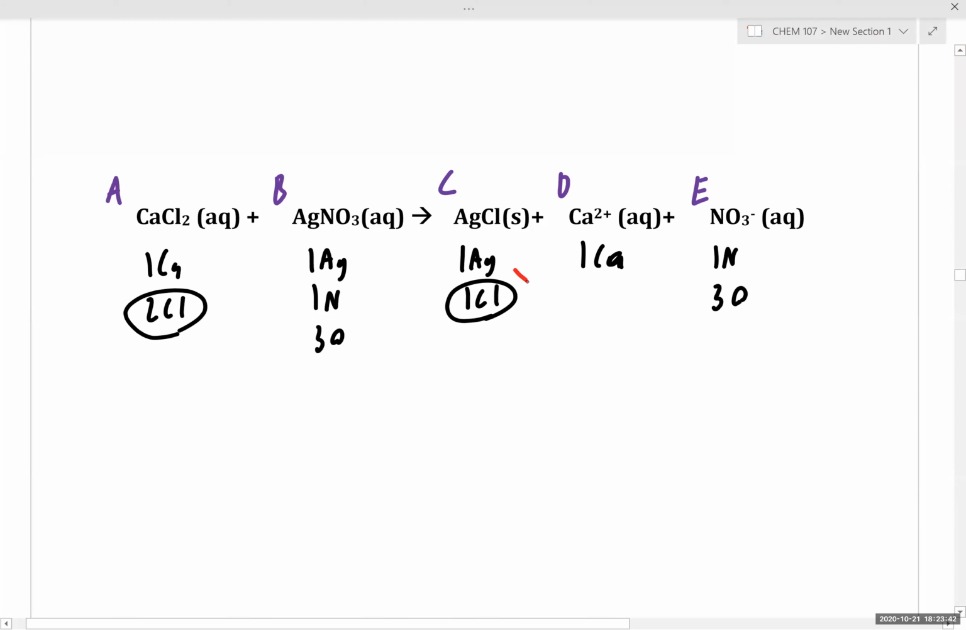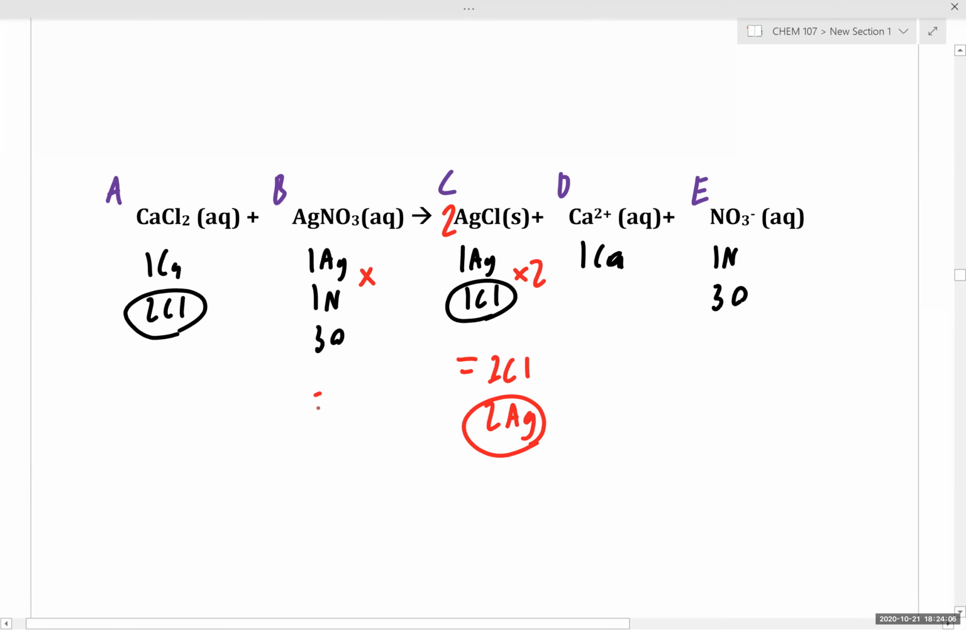So then, what coefficient do we need to multiply by to get 2 chlorines? 1 times what would give us 2? What coefficient do we need for silver chloride? 2. That gives us 2 chlorines and 2 silver.